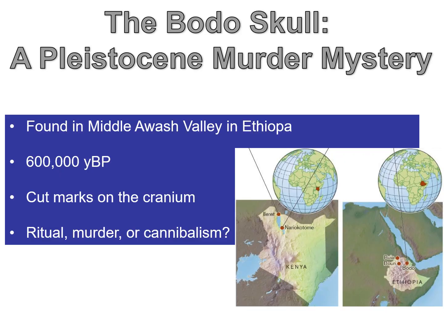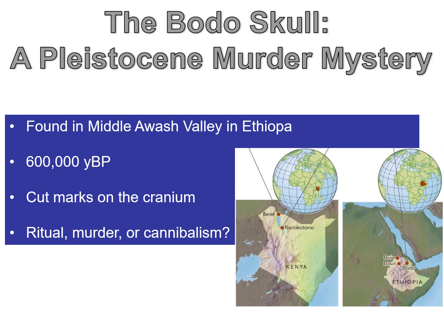One interesting specimen that we found is something called the Bodo skull, which I like to refer to as a Pleistocene murder mystery. It was found in the Middle Awash Valley in Ethiopia, right? So if you look at the photo there, you can see how Nariokotome was found in Lake Turkana, as well as those Ileret fossil footprints that you saw in prior photos. But if you look in the right section there, you can see Bodo, the site where they found the skull.